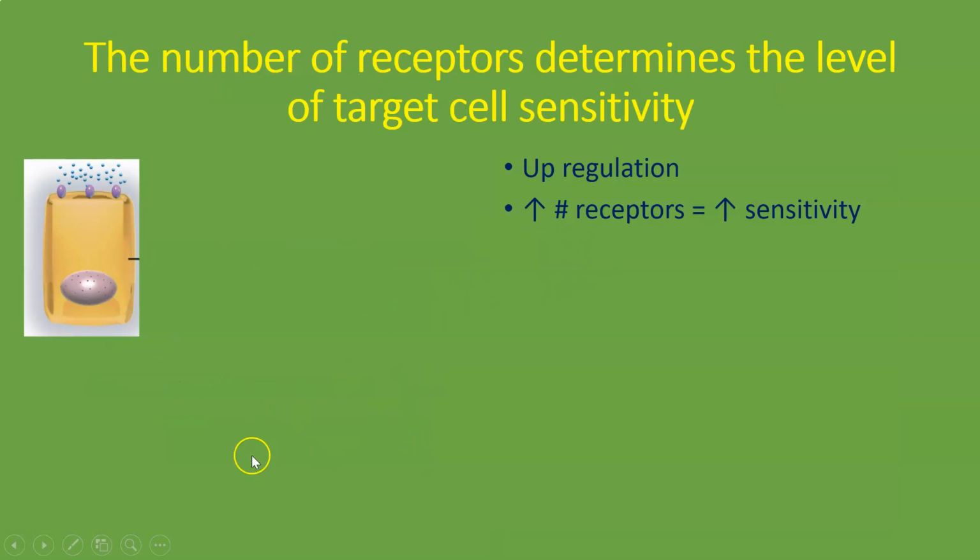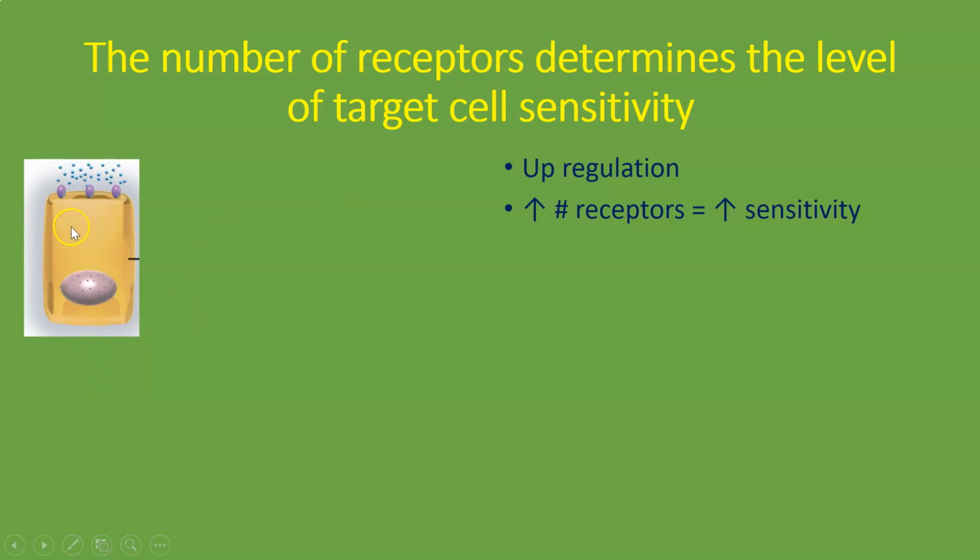All right, let's talk now about upregulation and downregulation. The number of receptors is going to determine how sensitive a cell is to the amount of hormone that there is in the blood. So with upregulation, our cells increase the number of receptors. And when you increase the number of receptors for a hormone on a cell surface, that means that the cell is more sensitive, or more reactive, to the hormone that is surrounding it.